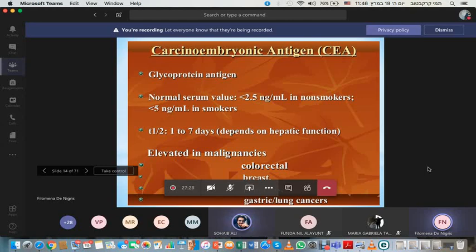I have a question. Yeah. Regarding the CEA, why is it higher in smokers? What is the reason behind it?